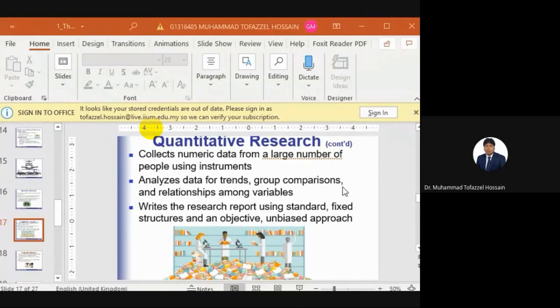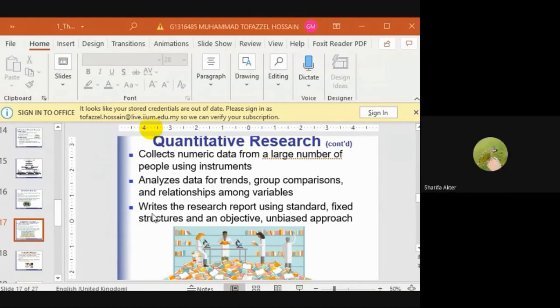Okay, carry on. Yes, Sharifa, carry on. Continue. Sir, from where? Actually, I read it. Okay, third point.